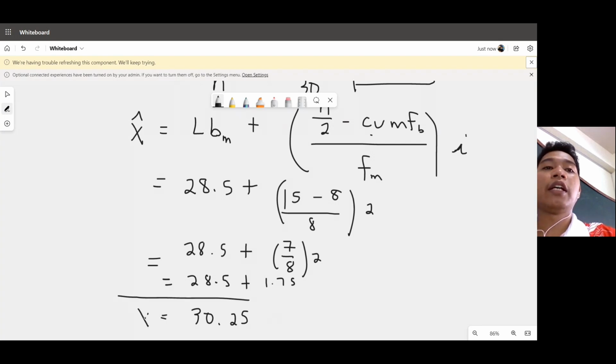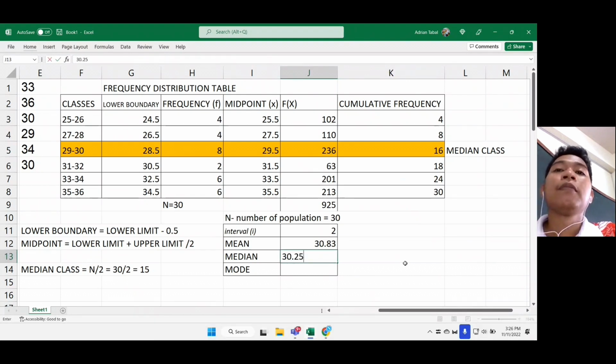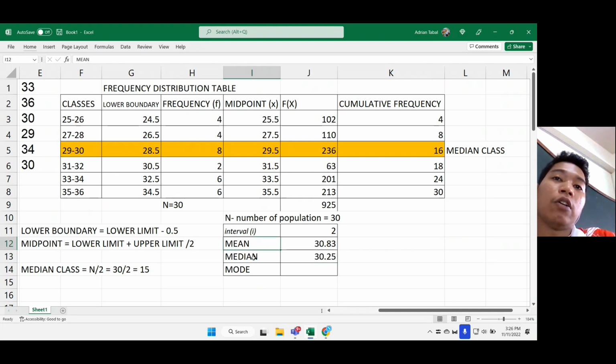So that is our median. X hat is equivalent to 30.25. If you observe, the mean and the median are almost equal. They have the same definition as averages, but different uses. But this time, they are almost the same. So that is how we get the median.